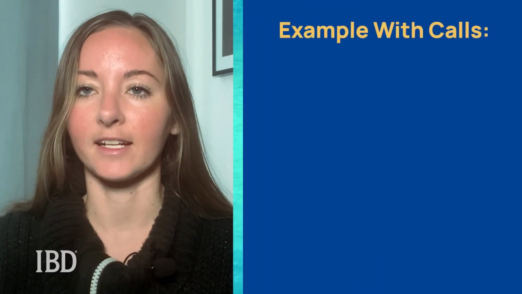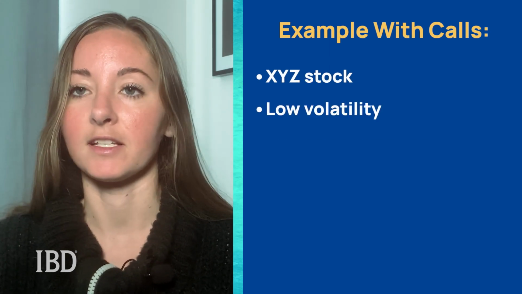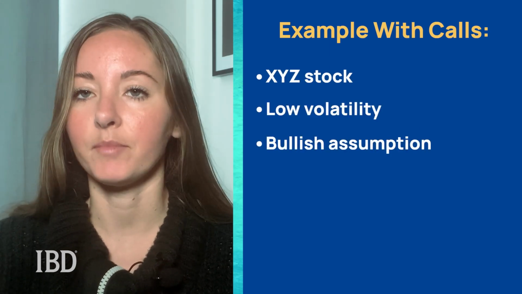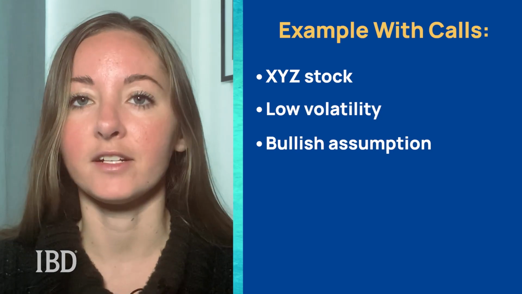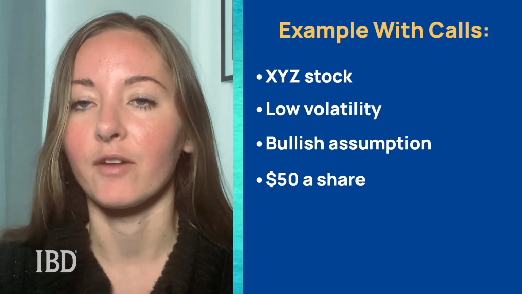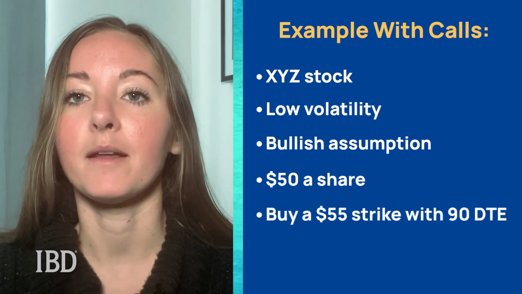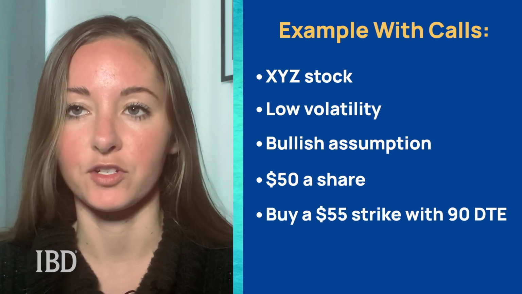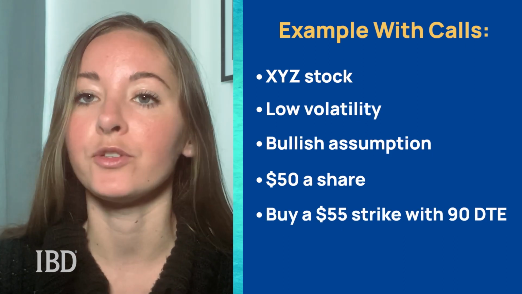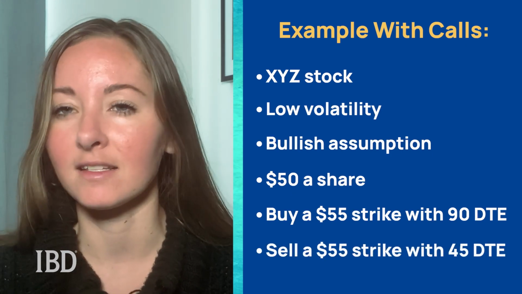So let's look at an example here. Say I'm looking at XYZ stock. Implied volatility is low and I have a slightly bullish assumption. This could be a good time to put on a call calendar spread. Say the stock is trading at around $50 a share. To set up this calendar, I'm going to look at buying a call with a 55 strike that has 90 days or more to expiration, and then selling a call with a 55 strike that has less than 45 days to expiration.